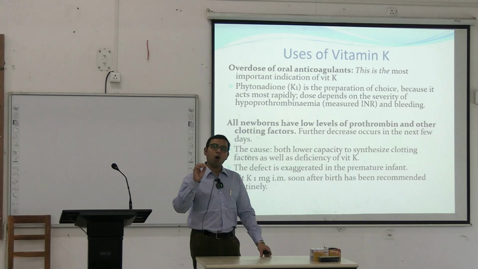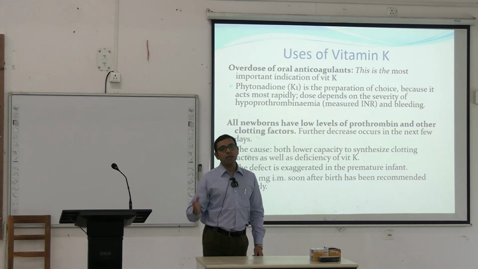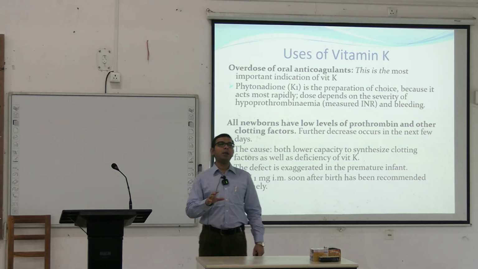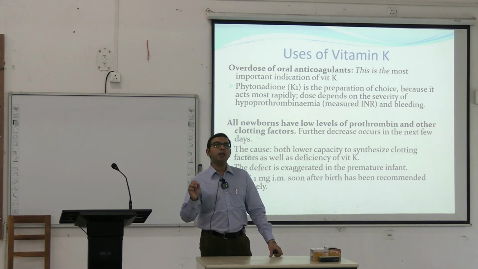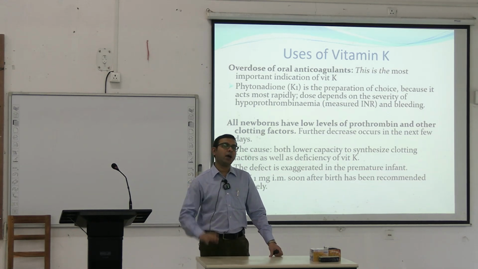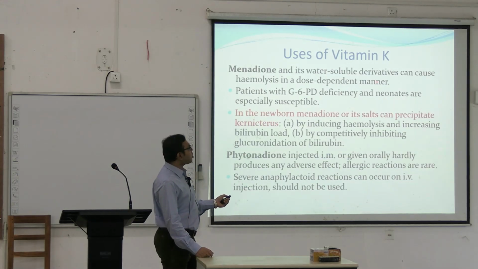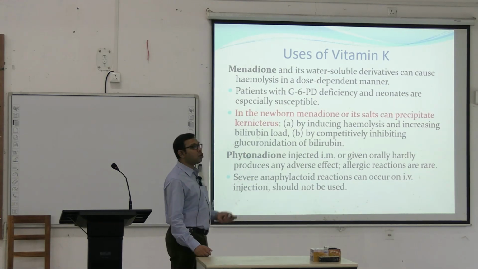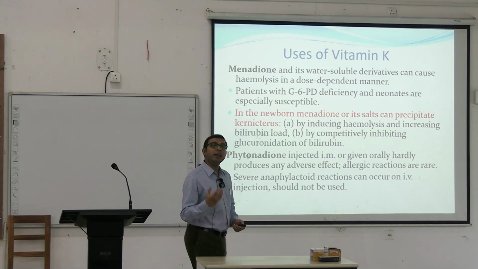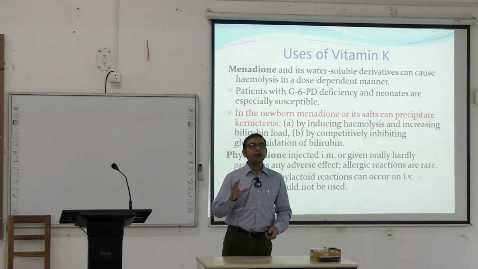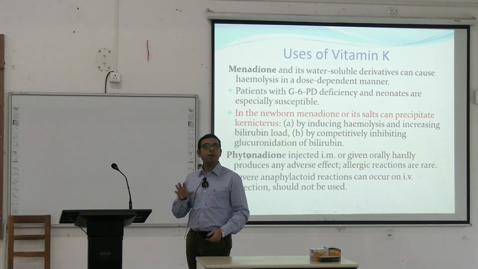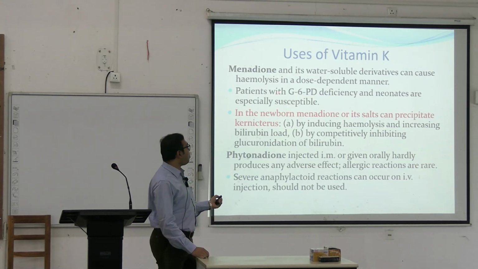Usually both in the normal neonate as well as in the premature, immediately after delivery we have to give the vitamin K intramuscular injection. Otherwise, in some cases, vitamin K injection is also given to pregnant women 24 to 48 hours before delivery, but the dose is higher. Menadione or its water soluble derivatives can cause hemolysis in a dose dependent manner. Menadione is the synthetic form, vitamin K3. It is usually not given in case of newborn babies because there may be problems.